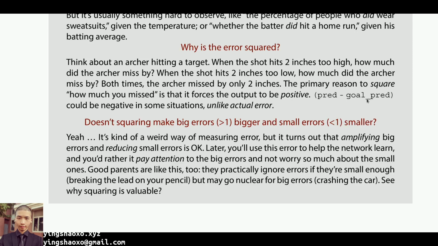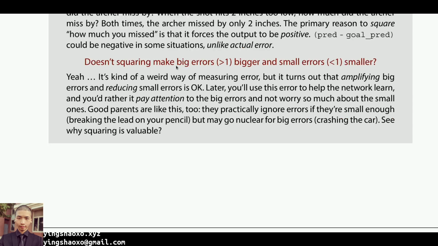Prediction minus the goal prediction could be negative in some situations. Doesn't squaring make big arrows greater than 1 bigger and small arrows smaller than 1 smaller? Yeah, it's kind of a weird way of measuring error, but it turns out that amplifying big errors and reducing small errors is okay. Later, you'll use this error to help the network learn, and you'd rather it pay attention to the big errors and not worry so much about the small ones.